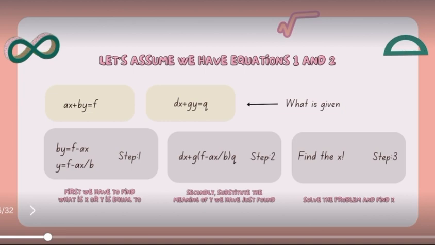So the first step is that we change the first equation here. As you can see, I move the ax to the side of f, and after that I get the value of y. The second step is that I take the value of y and substitute it into the second equation. Finally, after I solve this equation, I find the value of x, and that's how we solve each problem.